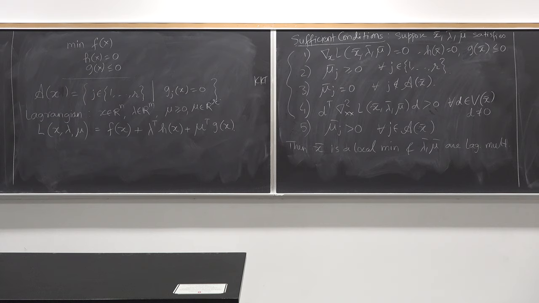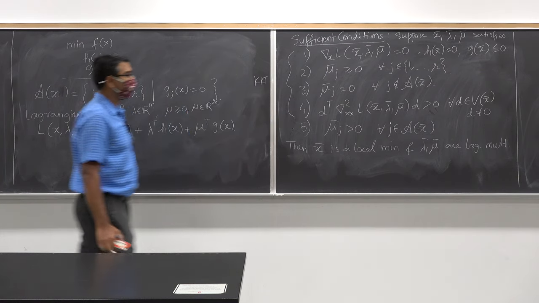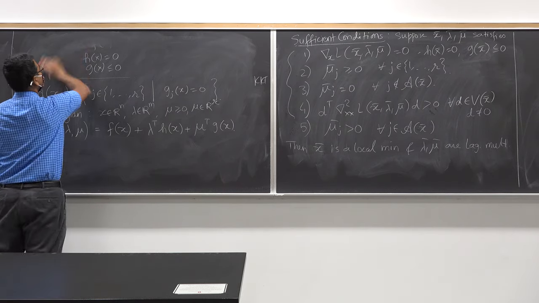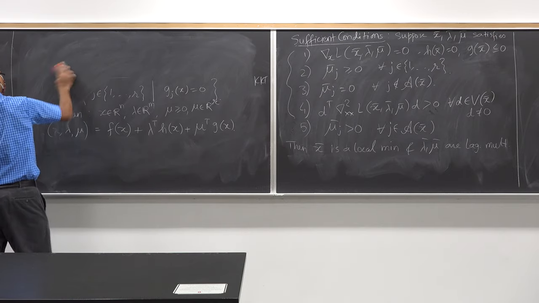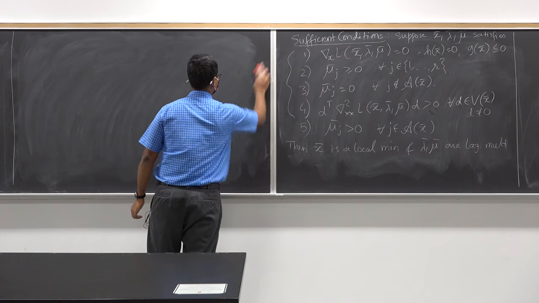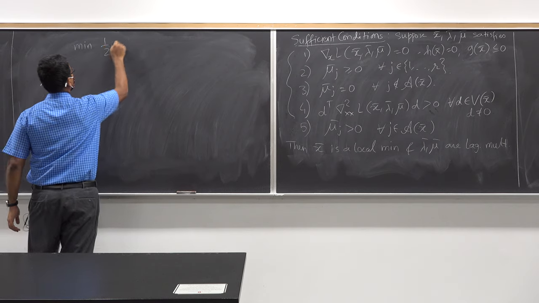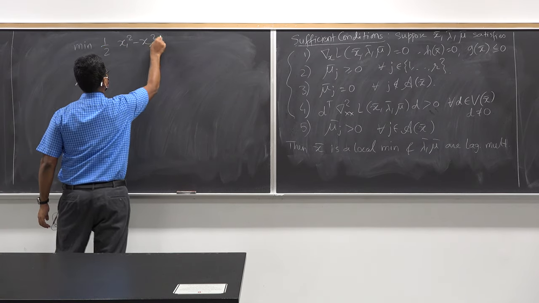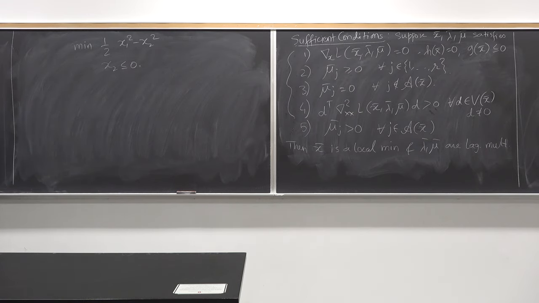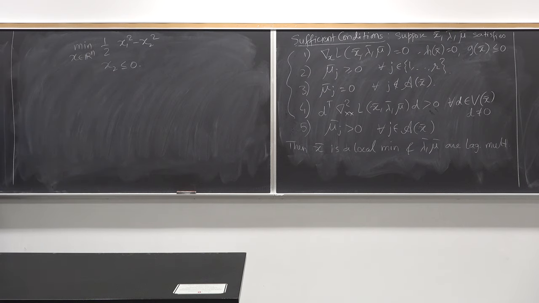Let's look at an example where this fifth condition is not satisfied, and we know that that particular point is not an optimal solution. So the problem is as follows. I want to minimize half of x1 square minus x2 square, subject to x2 less than or equal to 0, with x in Rn.